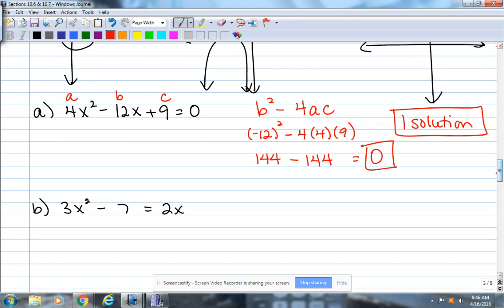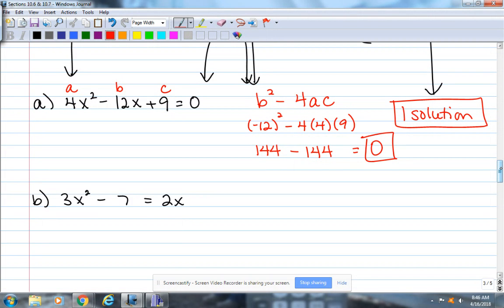All right, so what are we going to have to do first with B, do you think? Yes, we got to get it equal to 0 and put it in decreasing order. So what do I do with that 2x? Subtract it on both sides and stick it in the middle. So 3x squared minus 2x minus 7 equals 0. Any questions about that part?